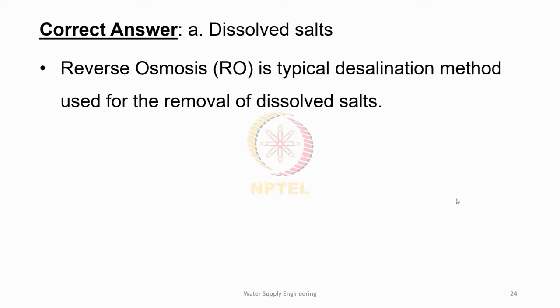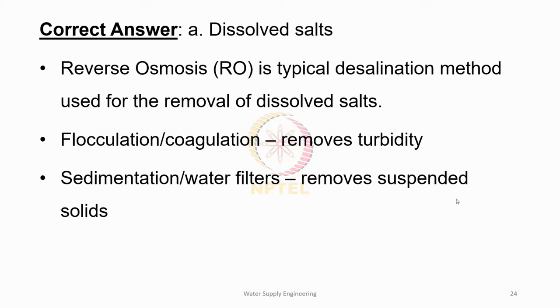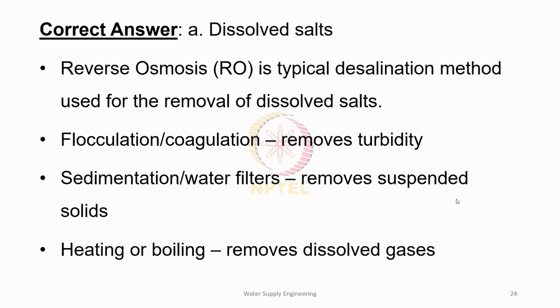Reverse osmosis is a typical desalination method used for the removal of dissolved salts. For the removal of turbidity, we have flocculation or coagulation. For the removal of suspended solids, we use sedimentation or water filters. For the removal of dissolved gases, we use the method of heating or boiling.